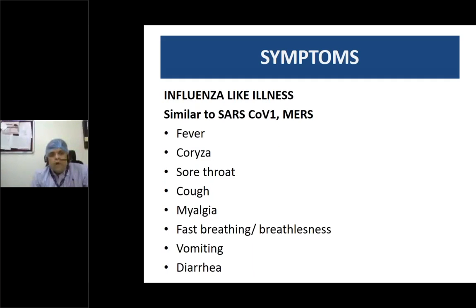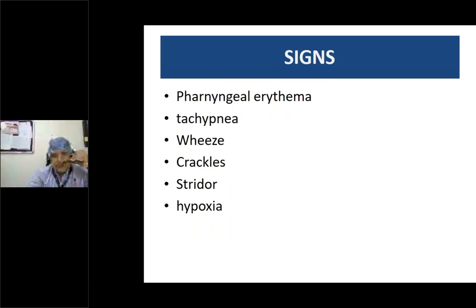It may be fever, cough, cold, sore throat, myalgia, fast breathing and breathlessness, and some children can have vomiting and diarrhea. The reason for this vomiting and diarrhea is that ACE2 receptors are also present in the intestinal epithelial cells, and that may be one of the reasons for the manifestation of vomiting as well as diarrhea.